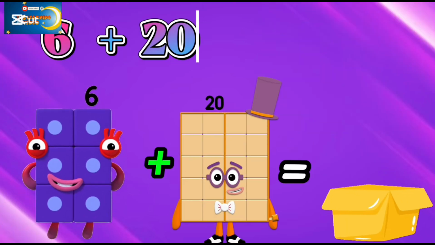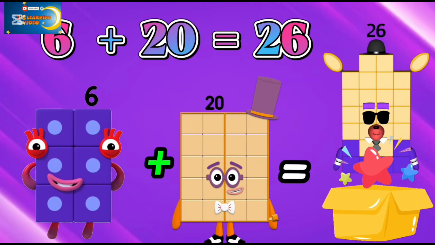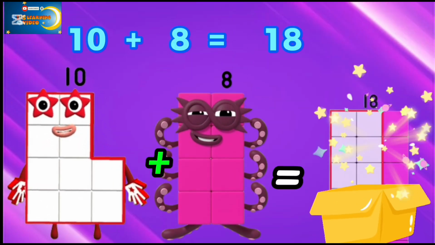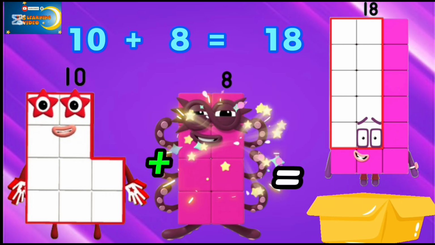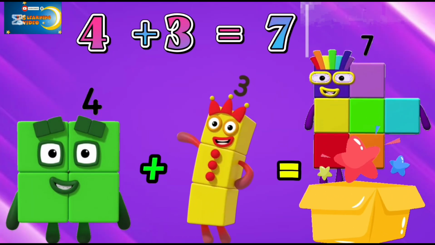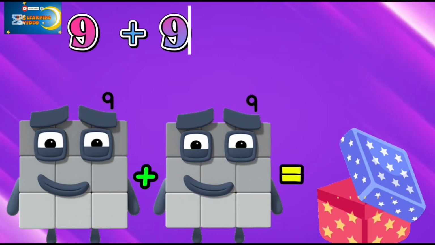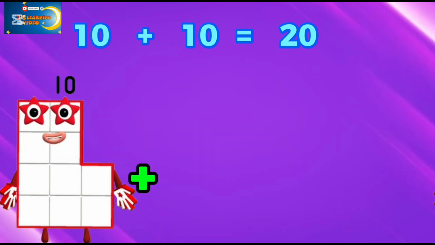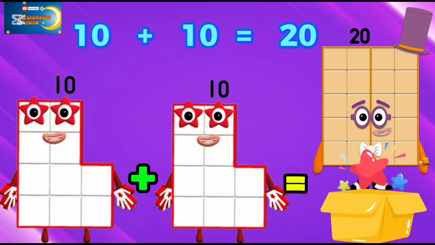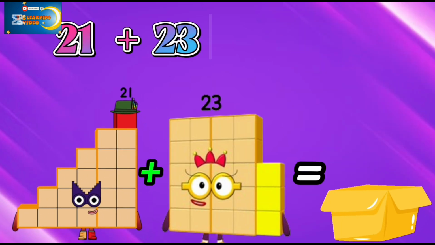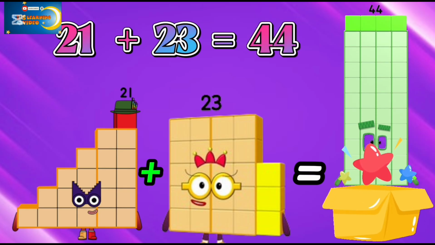6 plus 20 equal 26. 10 plus 8 equal 18. 4 plus 3 is equal to 7. 9 plus 9 is equal to 18. 10 plus 10 equal to 20. 21 plus 23 is equal 44.